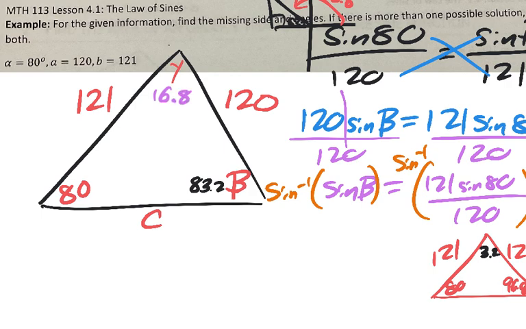Everybody good with how we found that angle? And now I'm going to have to use sine of 16.8 over c. Now which of these should I use? Here's my teaching point. Do I know an angle and the side opposite? I know this angle, I know a side opposite. I know this angle, I know a side opposite. Does it matter which one you use?